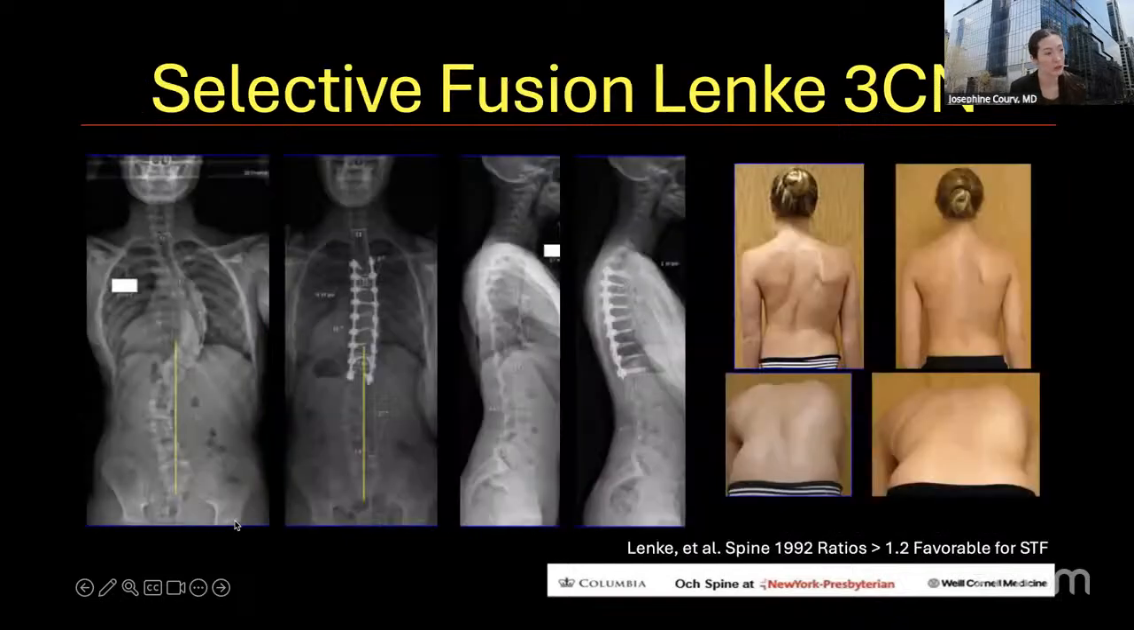Her right shoulder was slightly elevated, so she underwent a fusion from T4 to T12 and had excellent radiographic outcomes. And you can see clinically here too that her lumbar rotation actually improved. So she was favorable for a selective thoracic fusion.